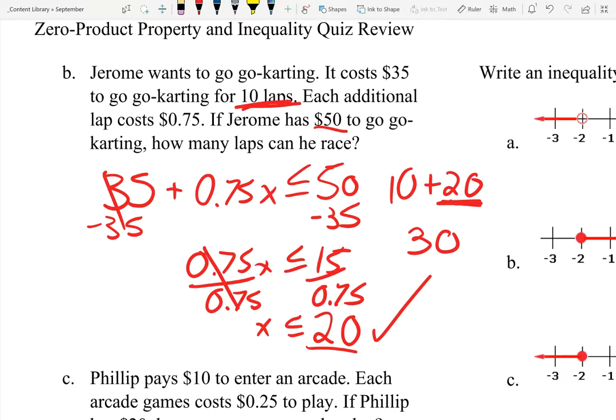So how many laps can he race? He can race no more than 20 additional laps. So in total, he will race somewhere less than or equal to 30 total laps. But I won't let that confuse you. I'll let you leave this as an answer and then say that he can have at most 30 laps.